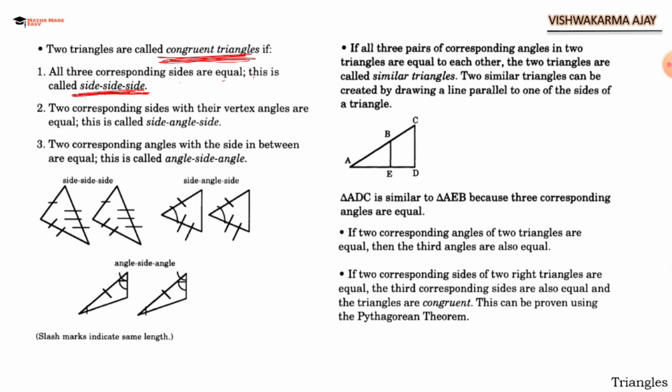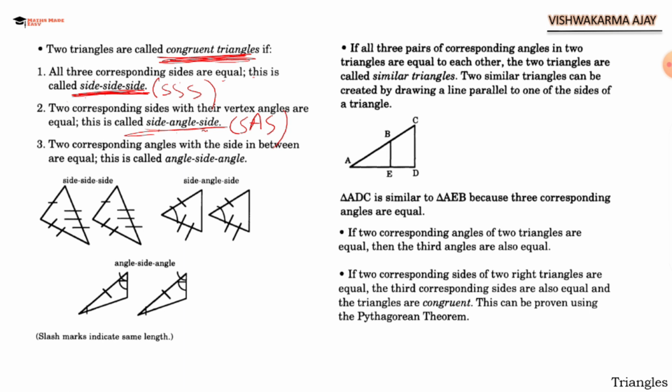Two corresponding sides and the vertex angle are equal. This is evidence number 2, side, angle and side. If we see these two evidences, two of the sides are equal and one angle between the two sides is the same, then we can say the triangles are congruent with the evidence of side, angle, side, SAS. Sometimes it is also written as the SSS test, SAS test, side, angle, side test.